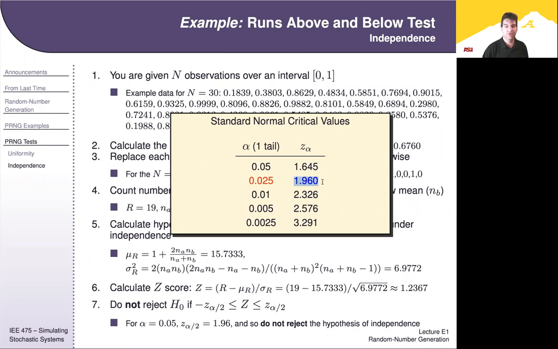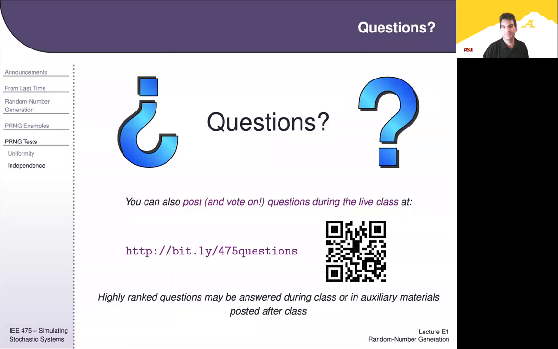And so because 1.24 is less than 1.96, we can say that the number of runs observed falls within the expected distribution of runs we would get if these were independently distributed numbers. And so we do not reject the hypothesis of independence. All right, there's more I can say about that. I will go over that example again in the next lecture.